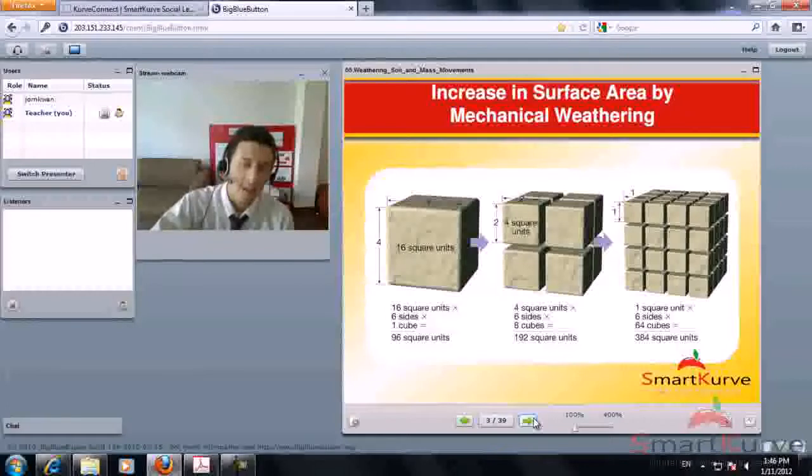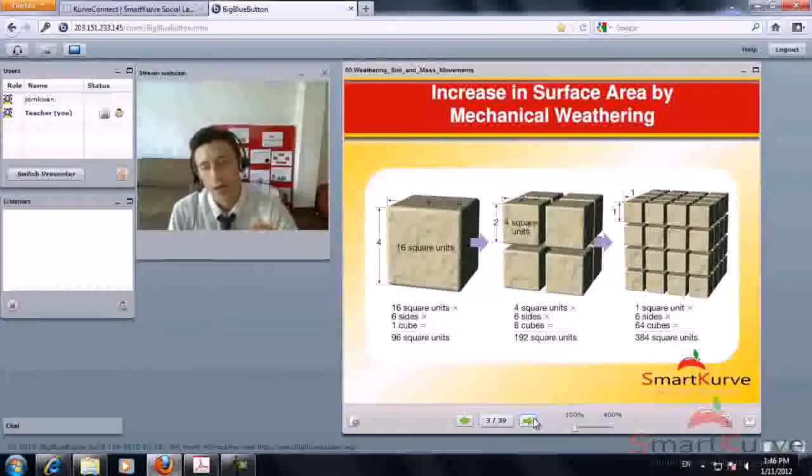And the same thing happens when we break each of those 8 small cubes down into 8 even smaller cubes, each with a length of 1 unit, each with a surface area of 1 square unit. Increasing surface area is going to increase the rate at which physical and chemical change can occur. That's what you need to take away from this.